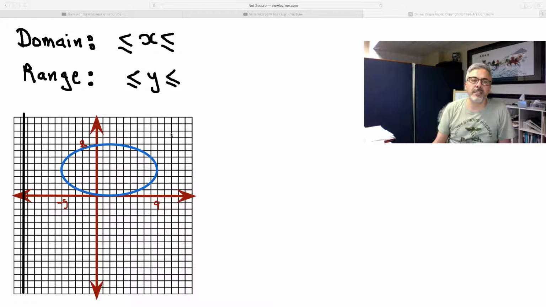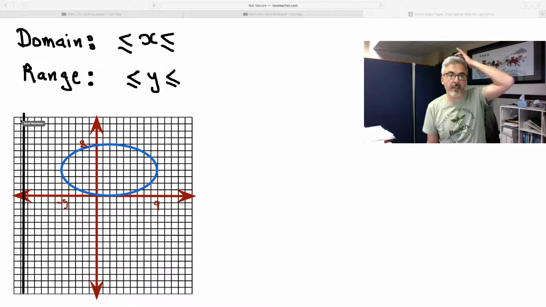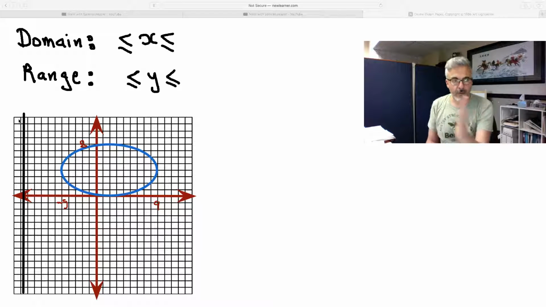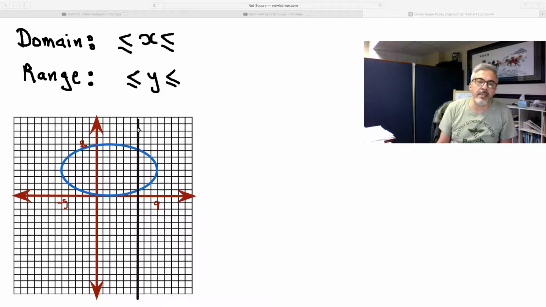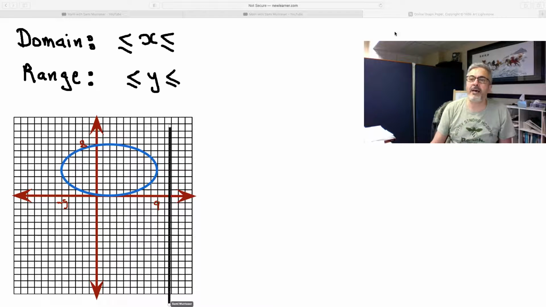Now, what I want you to know is that, see this long thing here is a scanner. That's my scanner. So when I'm doing domain, I scan horizontally this way. If I take this scanner right here and I start moving, this scanner will only beep if it's touching the graph. So right at -5 it starts beeping and it keeps on beeping, and stops right there. It stops at 9. So that means your domain is between -5 and 9.